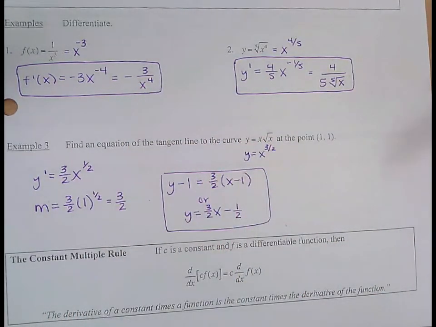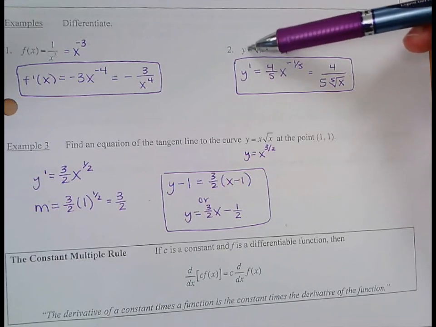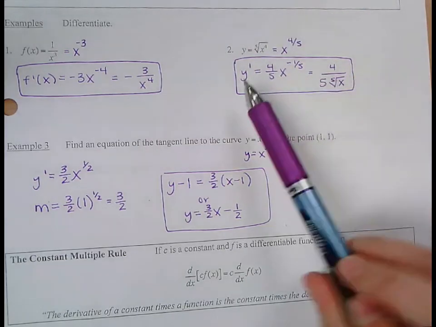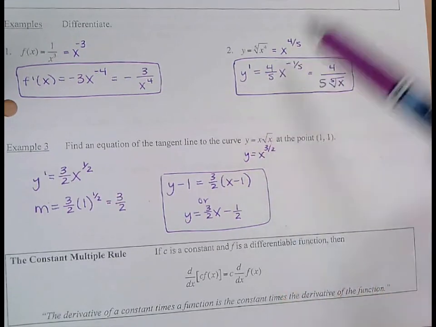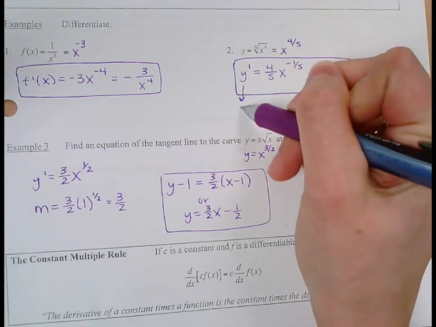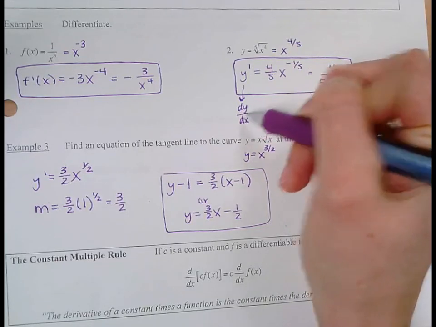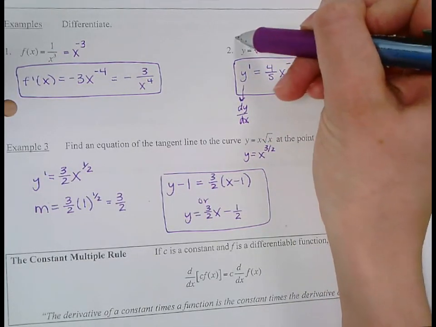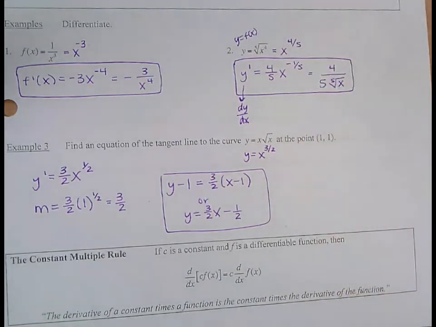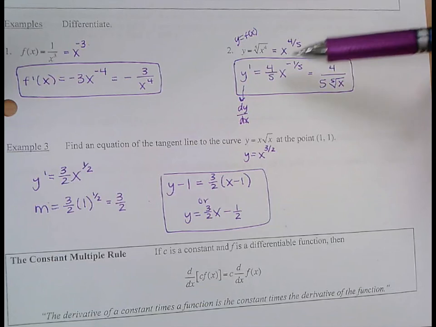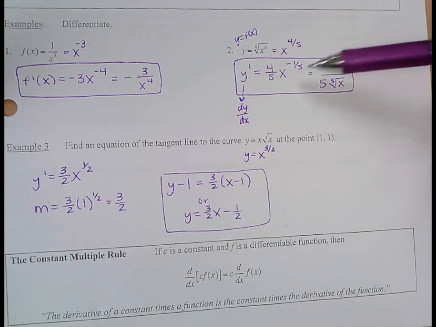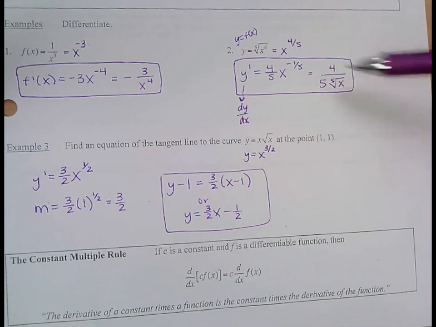For 2, if you are just given y, you can rewrite that as f of x, but the notation then for the derivative would just be y prime. Or you could write the Leibniz notation dy dx. But if you added in that y is f of x and then you wrote f prime of x, that's fine too. But just know that there's different ways to show that you have the derivative. You can leave it as 4/5 x to the negative 1/5, or this would be the correct way to simplify it, 4 over 5 times the 5th root of x in the denominator.